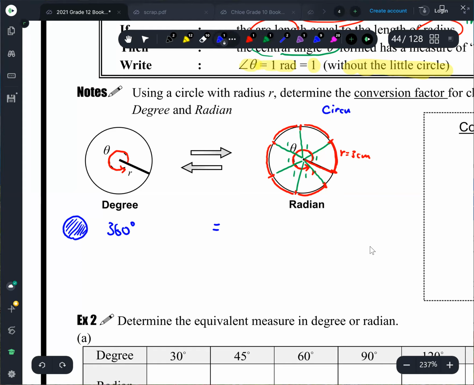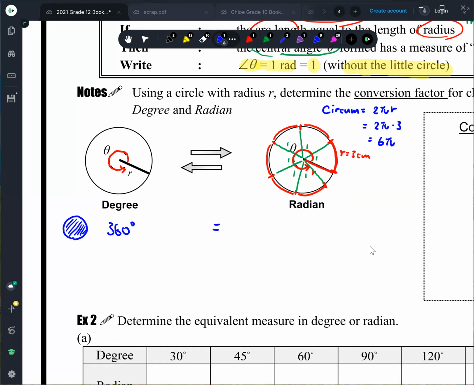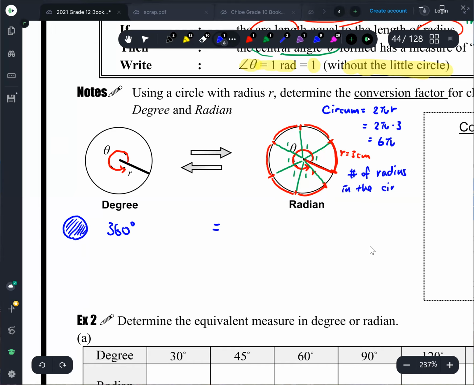Circumference? 2 pi r. Yeah, very good. So 2 pi r. In this example, our radius is 3, so it'll be 2 pi times 3. That gives you 6 pi. 6 pi is the circumference. I want to find out how many 3 can fit in there, the number of radius in the circumference. So how do I find out how many radius can fit into 6 pi?